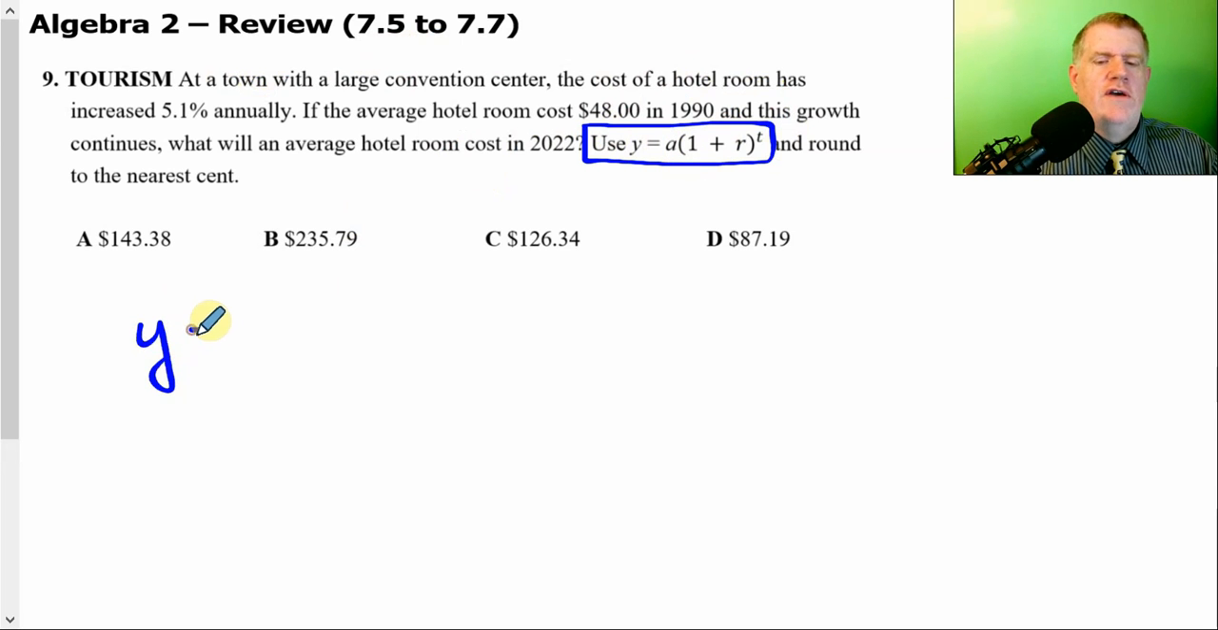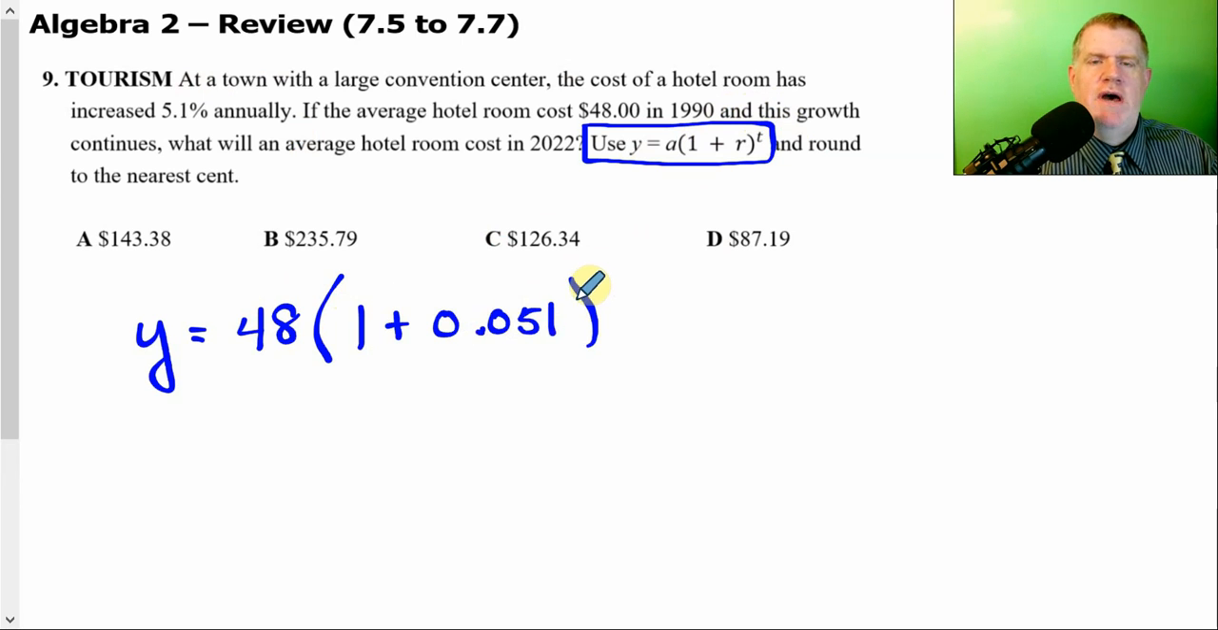The starting value of this hotel room was $48 in 1990. It went up by a rate of 5.1%. Well, 5.1% as a decimal is 0.051. Now I've got to raise it to the t power. Now how long was it? Well, how long is it from 1990 to 2022? From 1990 to 2010 is 20 years, plus 12, so it's 32 years later.